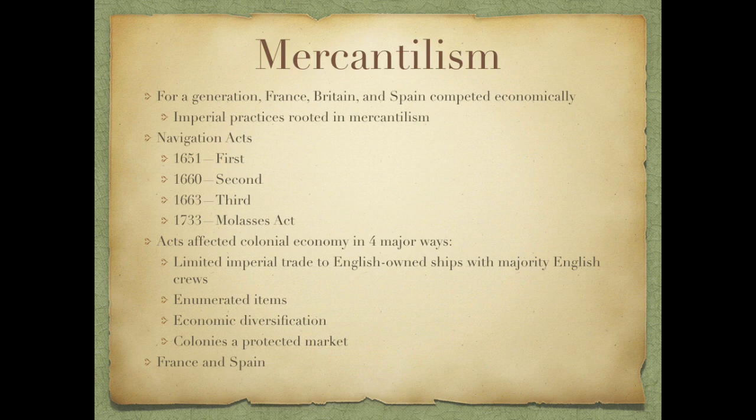The second way that it affected the American colonies was through the enumerated exports. The main items that were enumerated were sugar, tobacco, rice, fur, indigo, and naval stores. They did not, however, enumerate things like grain, livestock, fish, lumber, or rum. And about 60% of mainland exports were made up of these non-enumerated articles.